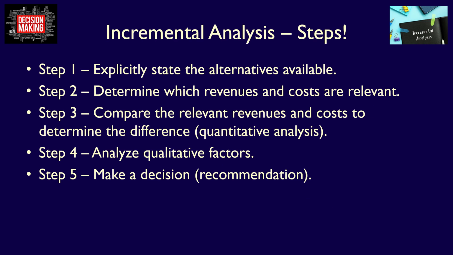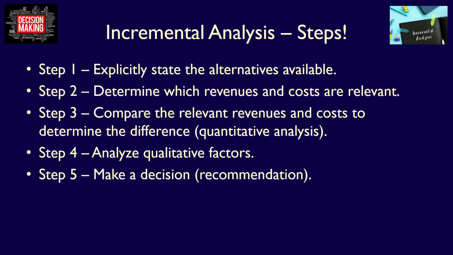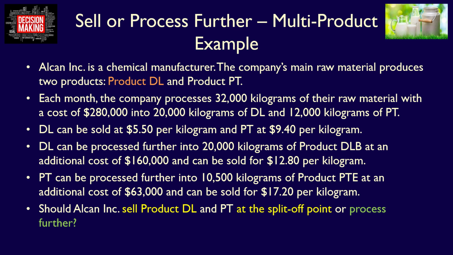Step 1 is to explicitly state the alternatives. In this case, the alternatives are to either sell products DL and PT at the split-off point or process further. Step 2 is to determine which costs are relevant. Remember that relevant costs are ones which change between alternatives and they happen in the future. Let's analyze each product individually, starting with product DL. We want to indicate if the information applies to the sell at the split-off, product DL, or process further, product DLB. We'll highlight revenue and costs which are incurred to sell DL in yellow and revenue and costs to process further into DLB in green.